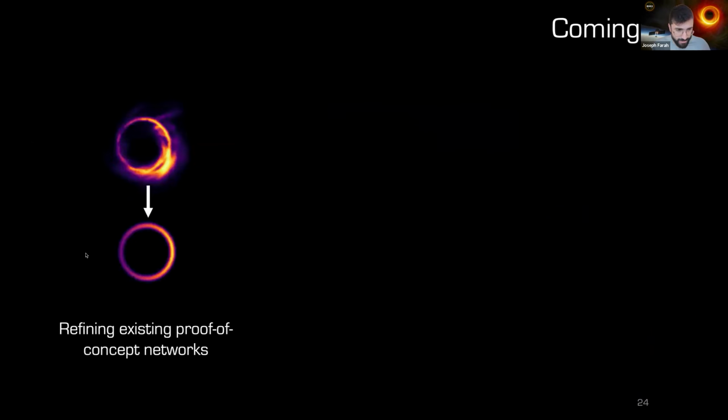So I'm almost done now. What's coming up next? We've got these nice neural networks and we want to refine these existing proof of concept networks and make them better, basically. Like I showed the GRMHD, that was nice as a proof of concept, but it definitely can be improved and we're going to improve that.